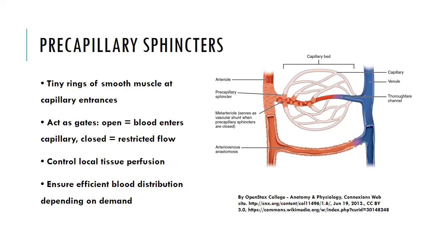So, together arterioles, metarterioles and precapillary sphincters act like a finely tuned traffic system. They make sure blood pressure is maintained and that blood flow is directed efficiently to the parts of the body that need it most.